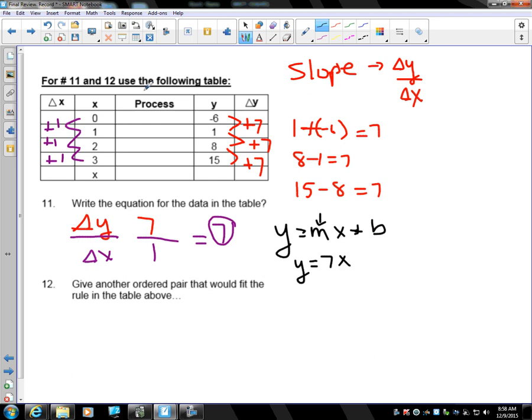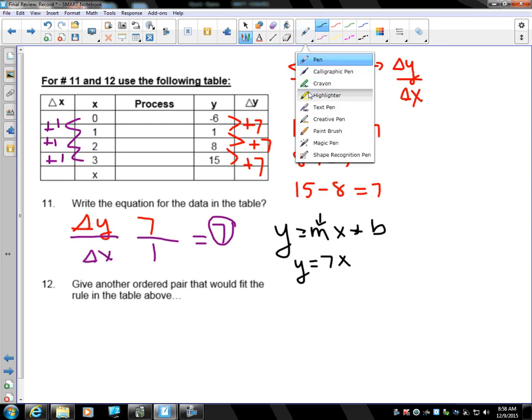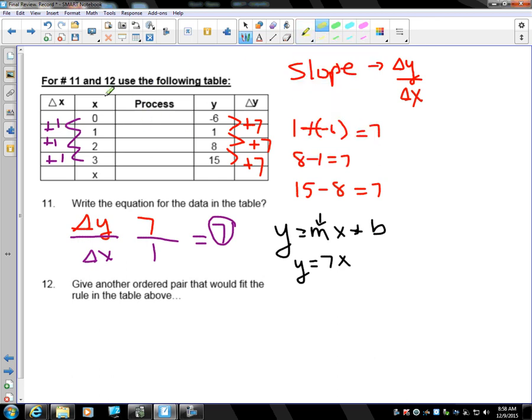If we look in our table, I see something special. I have an x value of 0. And what that means is that when I have an x value of 0, whatever the y value is going to be my y-intercept, or my b value. So minus 6, there's my y-intercept. So there's your equation. Give another ordered pair that would fit the rule in the table above.